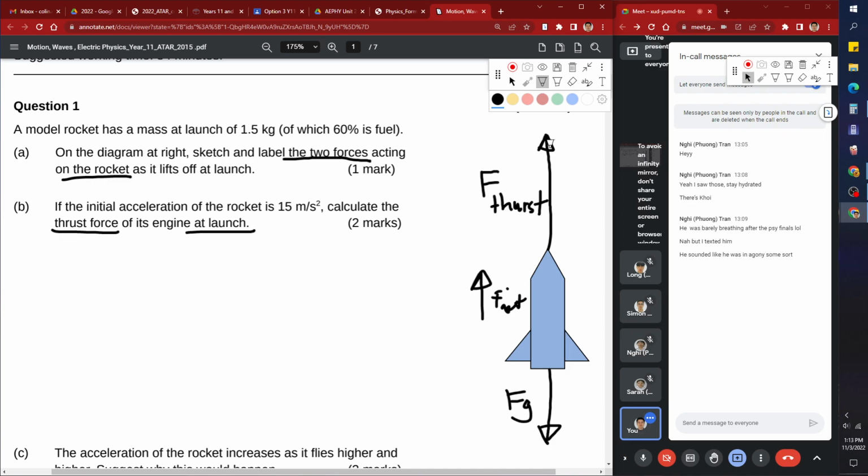Secondly, for the net force to be up, that means this thrust force must be longer. And so it is important you sketch that longer. Okay? All right.